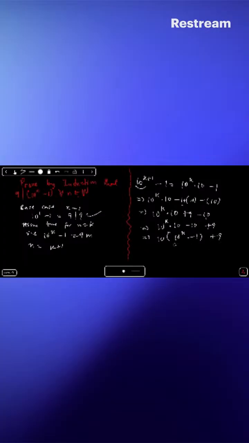And don't forget that 10 raised to the power of k minus 1 is 9m. So this would be 10 multiplied by 9m, then plus 9. Then you can factor out 9. So we factor out 9, and you are going to have 9 into bracket 10m plus 1. That shows that 10 raised to the power of k plus 1 minus 1 is divisible by 9. Okay, so that ends the proof.